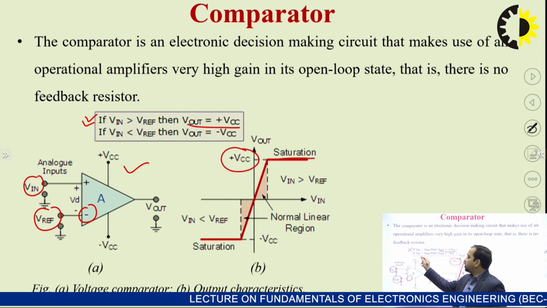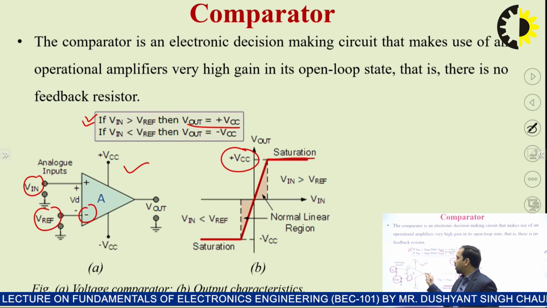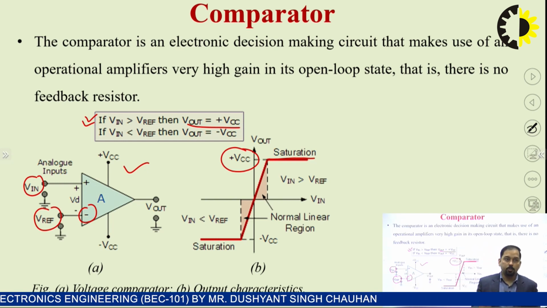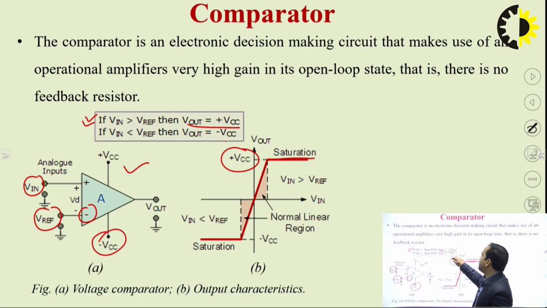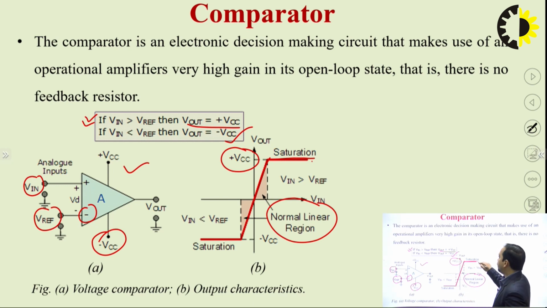Similarly, when the input is less than V reference, the output will be negative and a huge negative output will be there, but the OPAMP will get saturated and the value will be minus VCC. So we can say that this is a characteristic also: this region is known as the normal linear region, whereas these two regions are known as the saturation region, because the OPAMP gets saturated. The output voltage will not increase beyond VCC and minus VCC.